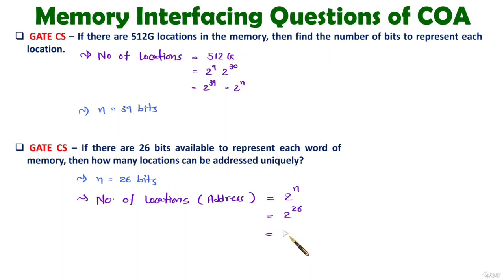So here you can say 2 to the power 6 into 2 to the power 20, that is 2 to the power 26. 2 to the power 6 is 64 and 2 to the power 20 is mega. So how many locations are there? 64 mega number of addresses which can locate data uniquely. Let us have the third question.